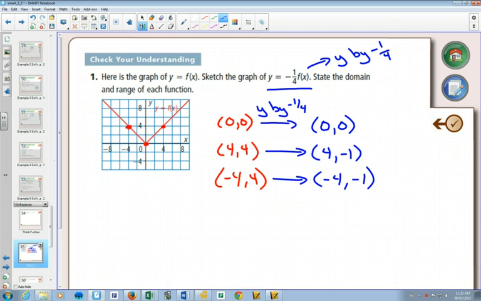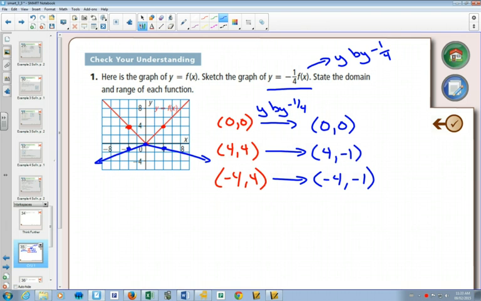One thing we're going to do, now I'm going to graph all of these new points. 0, 0, 4, negative 1. Oops, actually I have to move that up because the scale negative 1 would be halfway in between there. And negative 4, negative 1. Those would be my points. Shape stays the same, but there's my new graph.